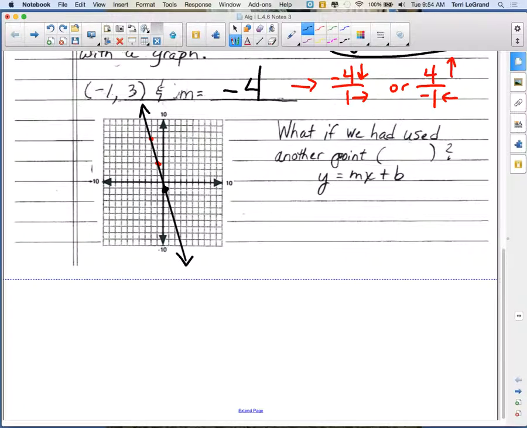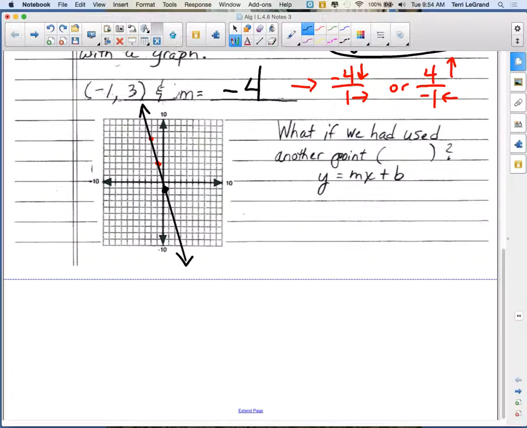Okay, so what if we had used another point? Pick another point that's on that line other than the one that we used to start it and the y-intercept. Pick another point that has integer x and y values so that we can verify that it does not matter which point you use. If it comes from that line, same line, that line has one equation. That line has one y-intercept. So somebody give me another ordered pair name.